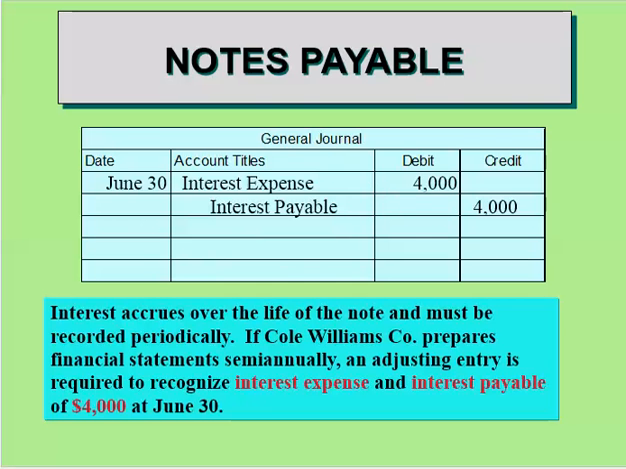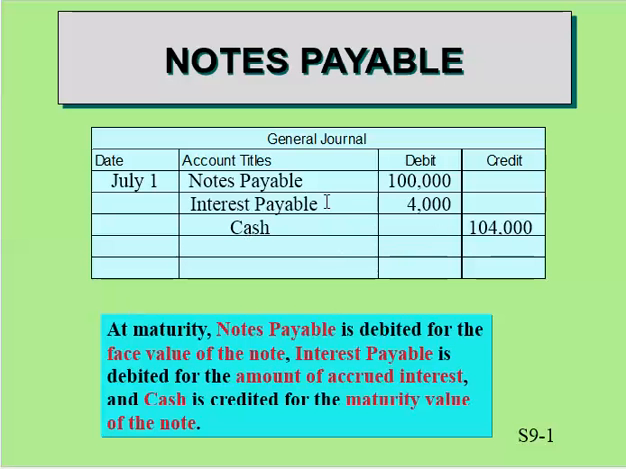So then on the next day, instead of crediting the payable, we will debit interest payable $4,000. That removes that liability. Debit notes payable for $100,000, and we credit cash for $104,000. Again, principal plus interest gives us the cash credit of $104,000.